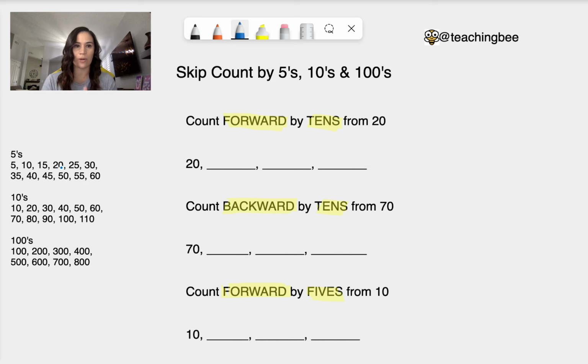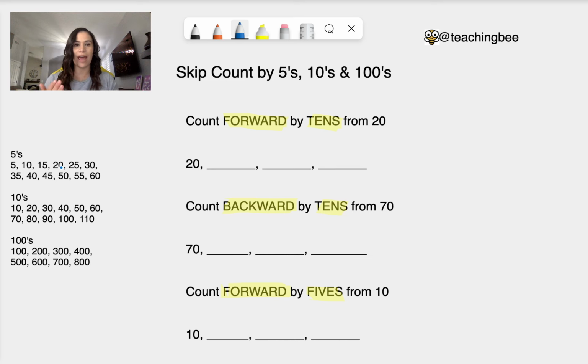So we know we're going up by 5. So we have 5, 6, 7, 8, 9, 10. So we went up 5 more. Then from 10 to 15, 10, 11, 12, 13, 14, 15. We went up 5 more. 15 to 20, 16, 17, 18, 19, 20. We went up 5 more. So skip counting by 5's is we're jumping 5 numbers at a time all the way up.